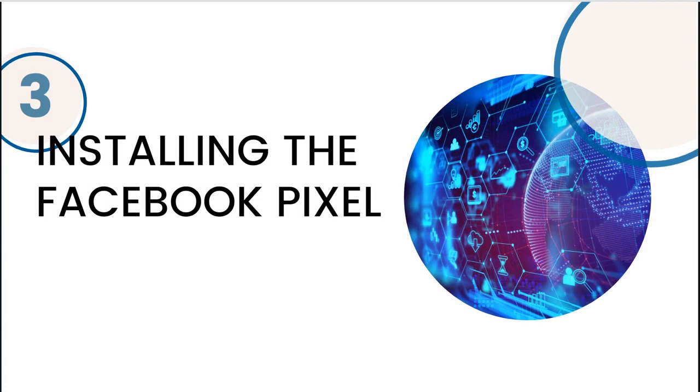Next, we are going to install the Facebook Pixel if it already hasn't been installed. The Facebook Pixel is a piece of code that allows Facebook to communicate with your website so that it can get all the data it needs to help optimize your ads.